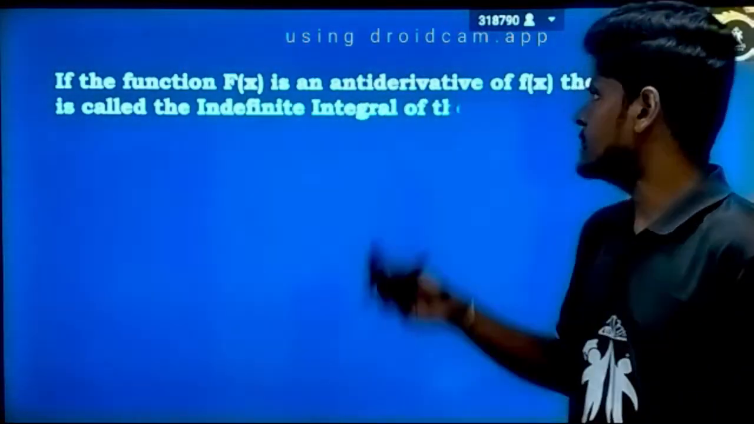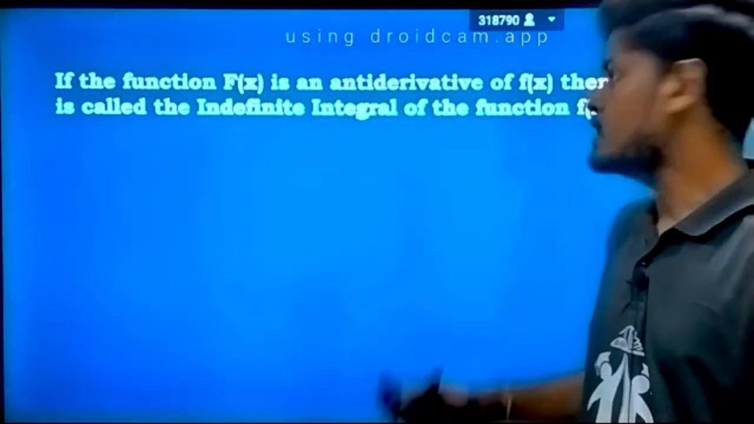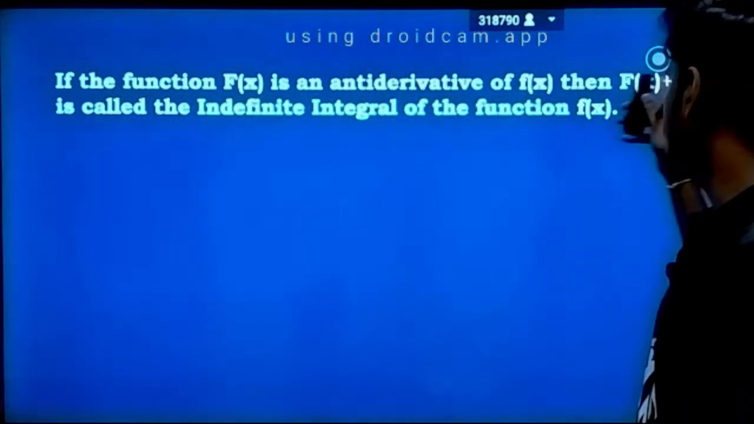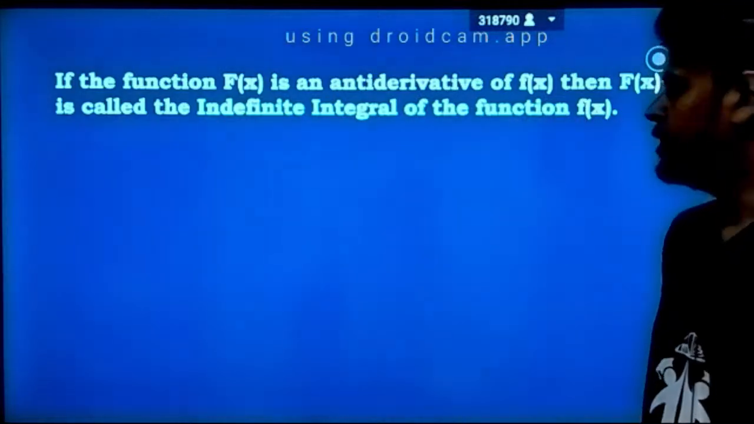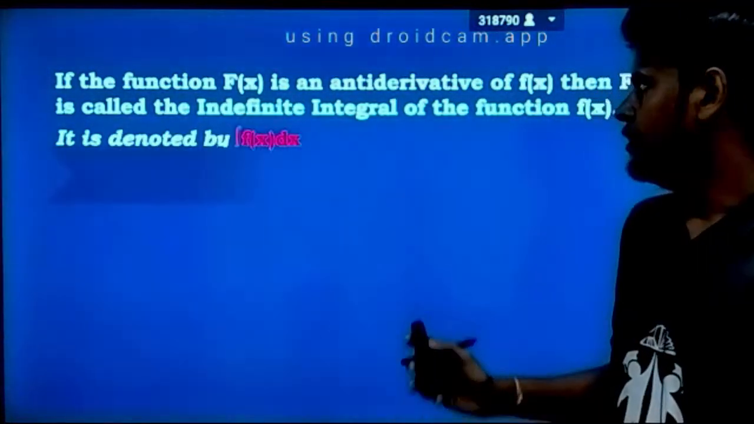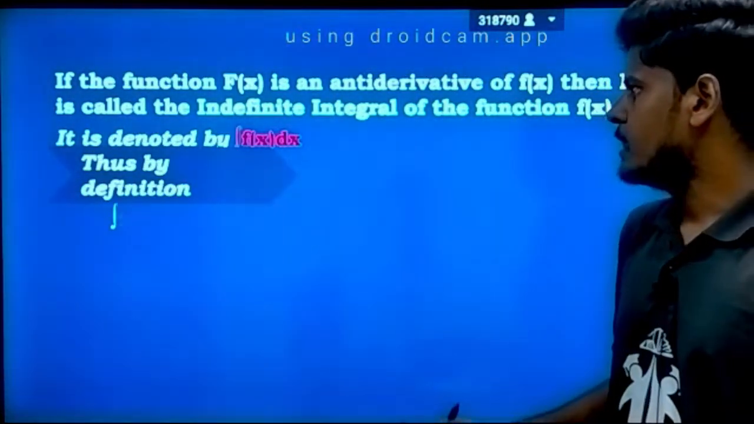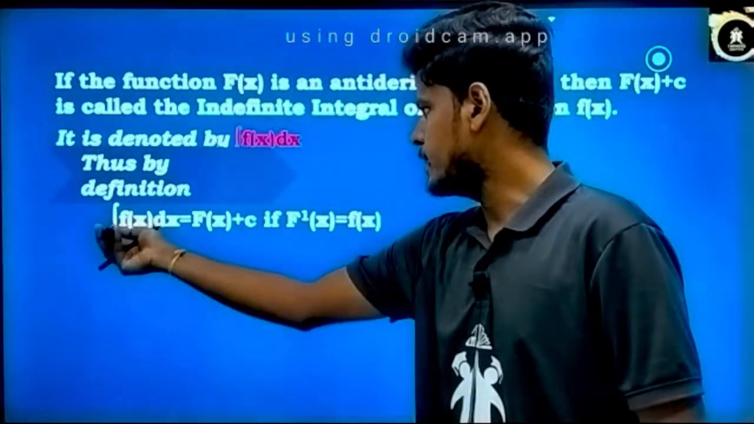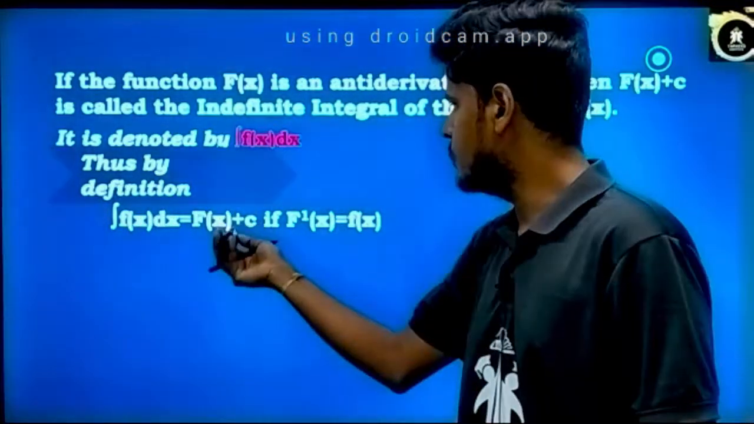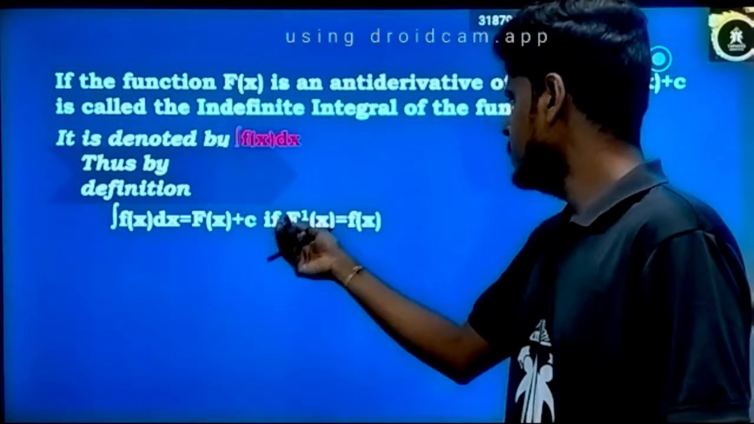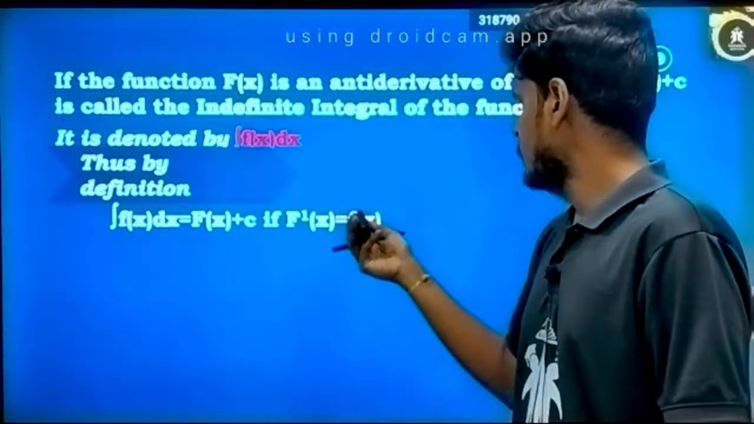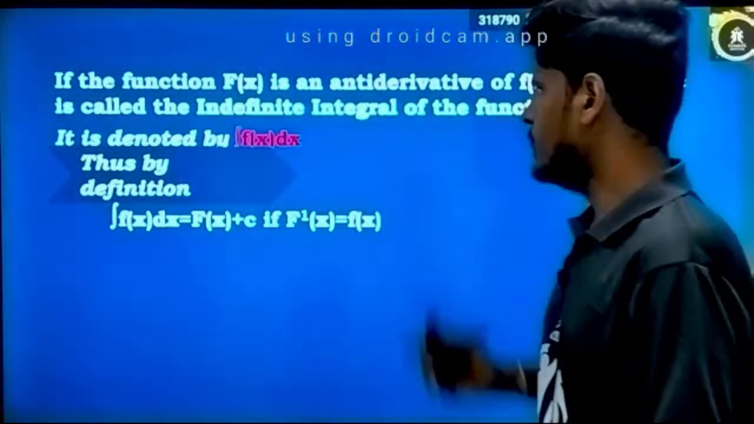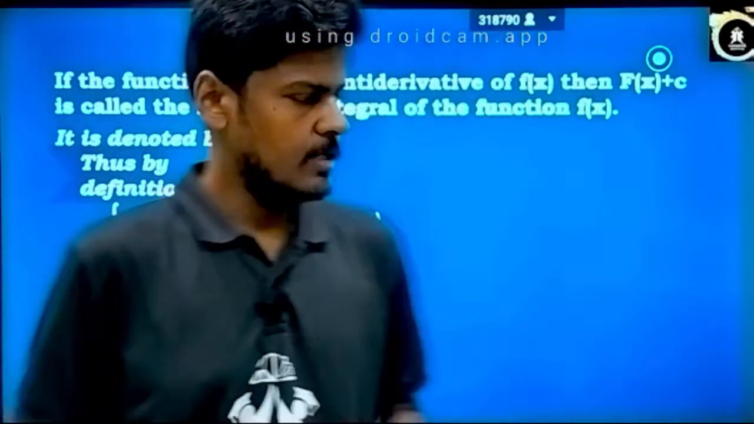Now suppose the function capital F of x is the antiderivative of small f of x, then capital F of x plus c is called the indefinite integral of the function. What is the definition? If the integral of small f of x dx equals capital F of x plus c, then the derivative of capital F is small f. We will discuss this with one example.